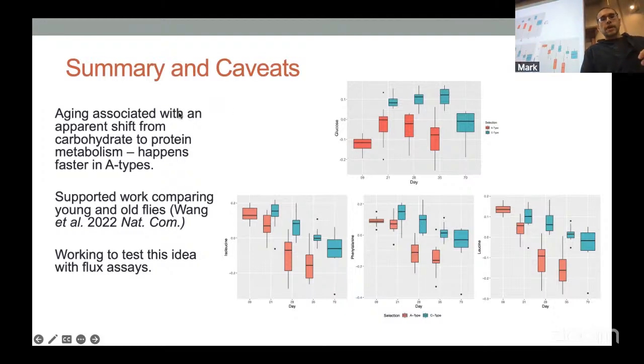I will say we do have some general support from work in this vein, where they were working with inbred lines and compared very old and very young flies, and then looked at tracing across different tissues. They also found a pattern where, comparing old to young, the big difference was a shift away from carbohydrate-based metabolism. In that particular line and environment, they saw a really big shift to just breaking down things like serine and valine or something like that. So a lot of protein catabolism. That's one area where we want to do some more work.